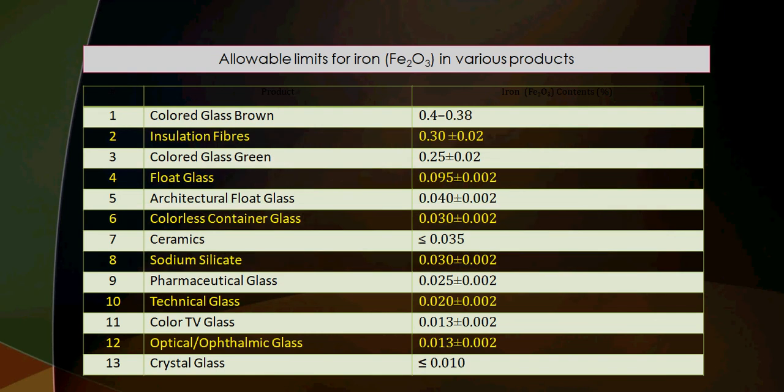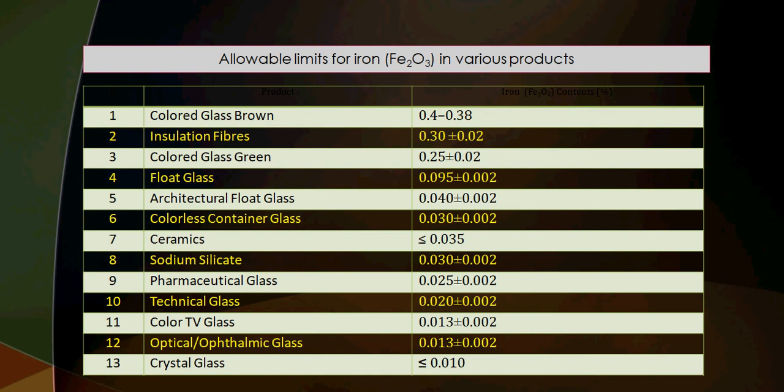It is very important to control the iron content in glass making and ceramic, almost in all products that are produced from silica sand. So in the colored glass, which is brown in color, the maximum allowable limit of iron oxide is from 0.4 to 0.38%. For insulation fiber, maximum iron oxide should be less than 0.3% plus minus 0.02. Colored glass, which is green, we need a little bit better quality silica sand. So iron content should be less than 0.25% plus minus 0.02%.